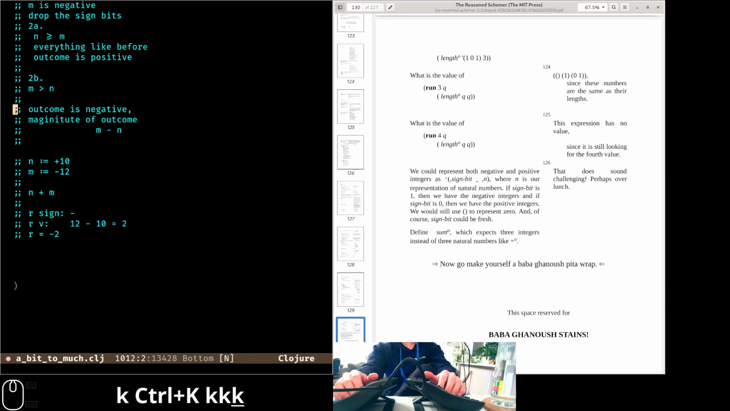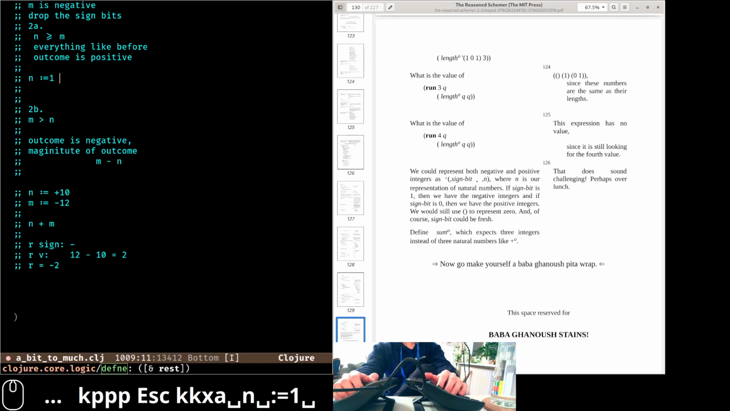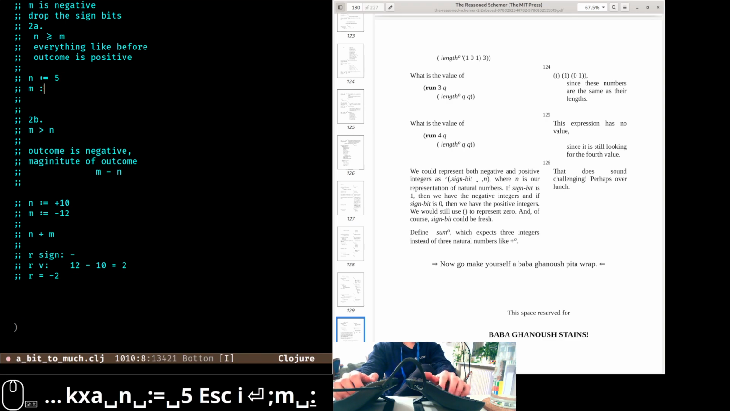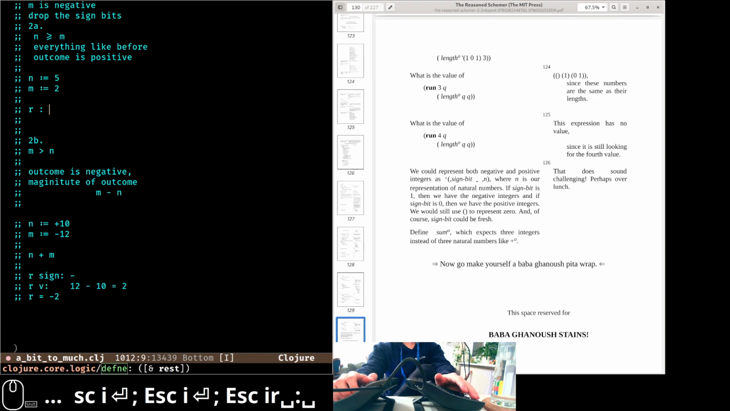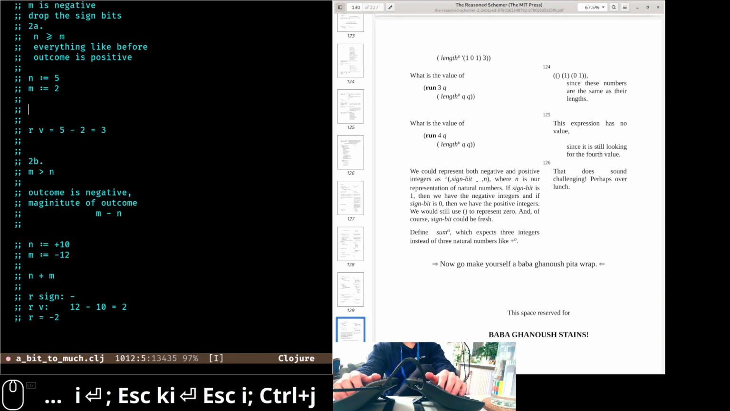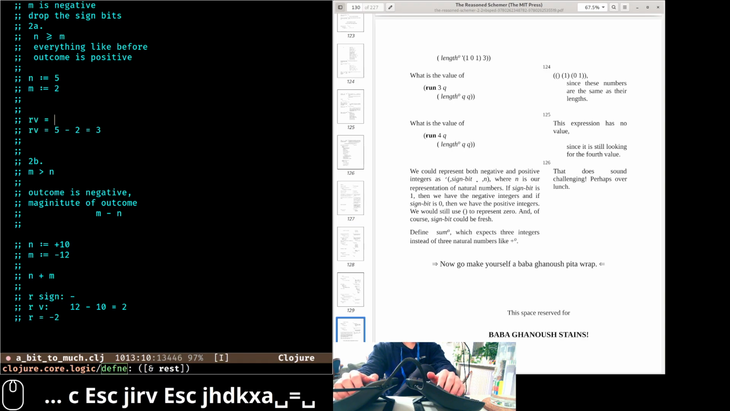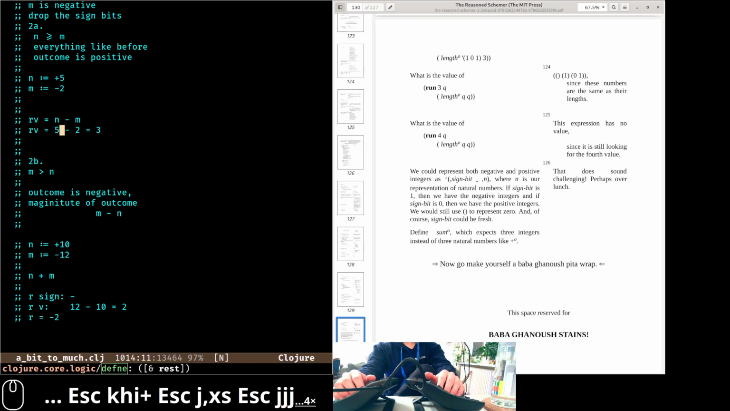Because here is the first case. So in this case, n is, for example, 5 and m is, for example, 2, and then rv is 5 minus 2 equal to 3. So, well, yeah, rv is equal to n minus m, just like we said, basically. Also I should say minus and plus. And r sign is plus.